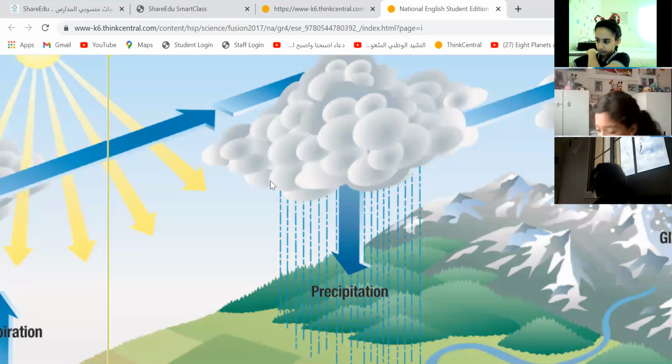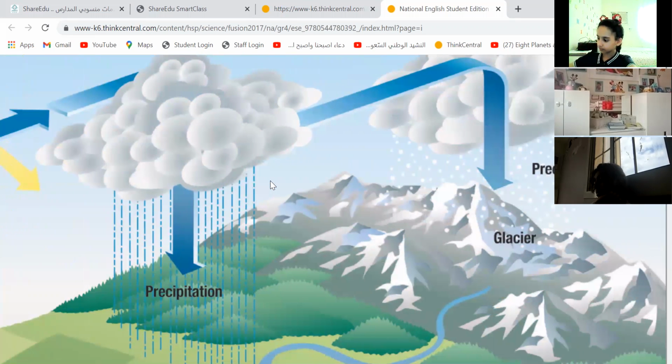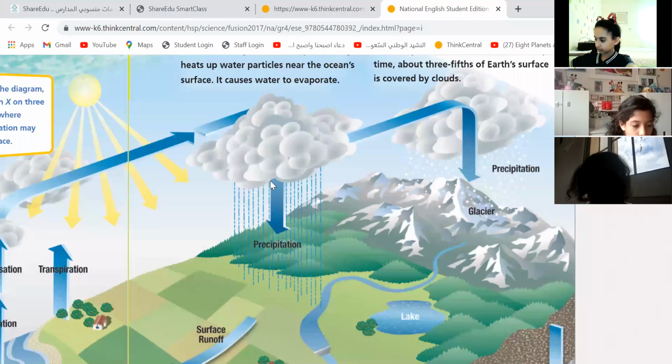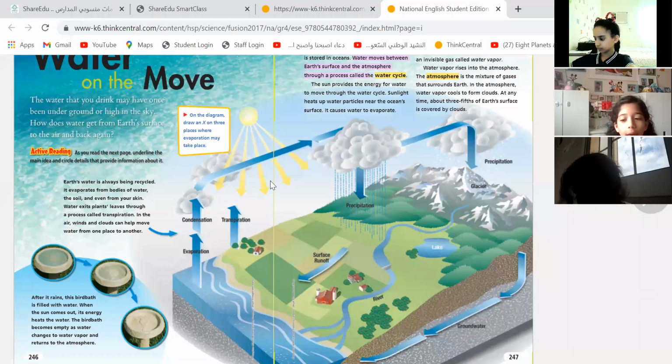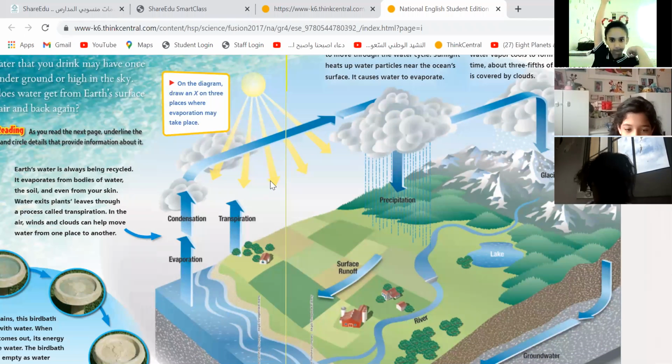And if it's really cold up in the mountain, what will happen? We will have not only water falling down. Precipitation can fall as snow or hail. Okay? How about that? Now, what is the first step in the water cycle?